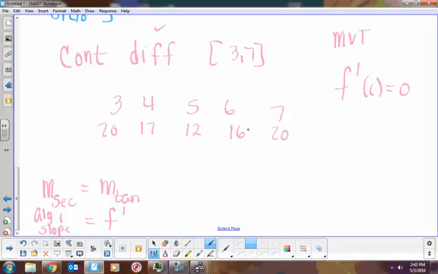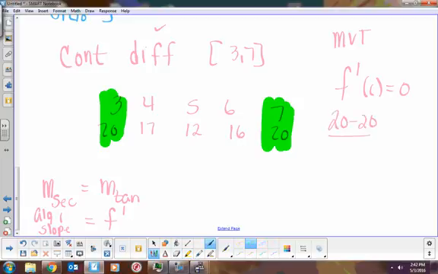Slope of the secant is your Algebra 1 slope. Looking at the data table, is there any way you could do Algebra 1 slope and get 0? Yes, where? If we used this ordered pair and this ordered pair, what makes it special? The y's are the same. When you subtract the y's in Algebra 1 slope, will you get 0? So definitely 2, and that's mean value theorem.